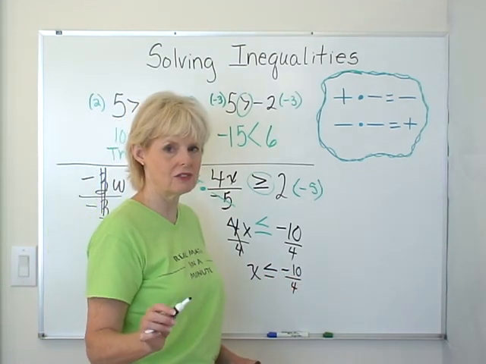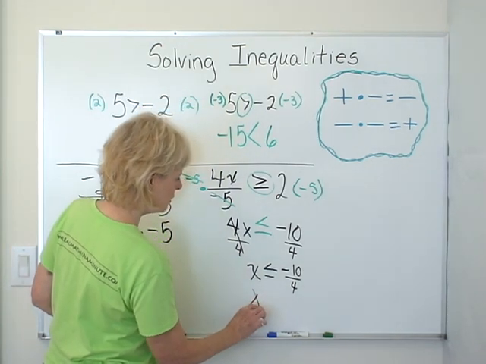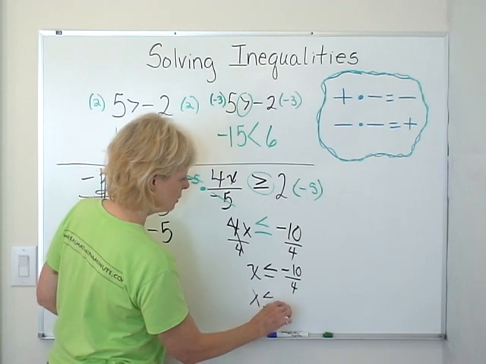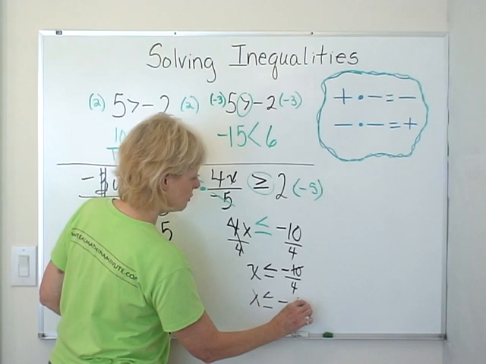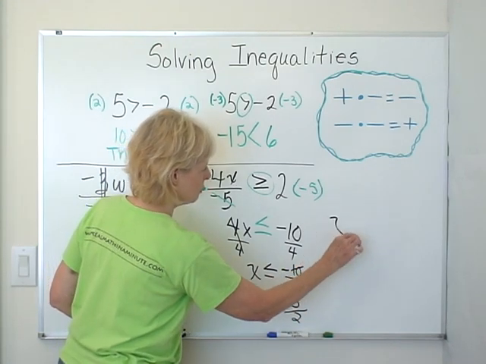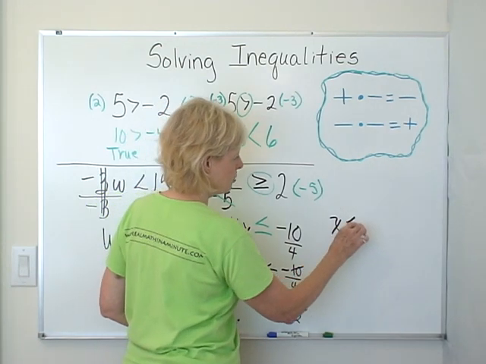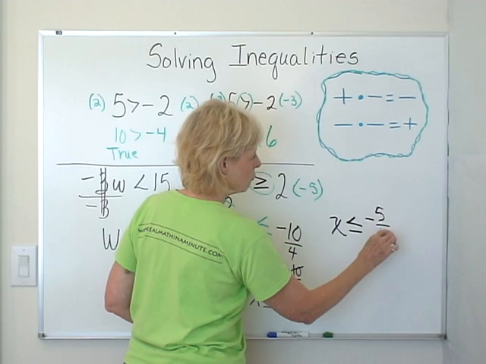And yes, I do need to reduce or simplify my answer. So I've got x is less than or equal to negative, and I've got 10 over 4, so I'm going to reduce it by 2. 2 into 10 goes 5, and 2 into 4 goes 2. So my solution turns out to be x is everything less than or equal to negative 5 over 2.